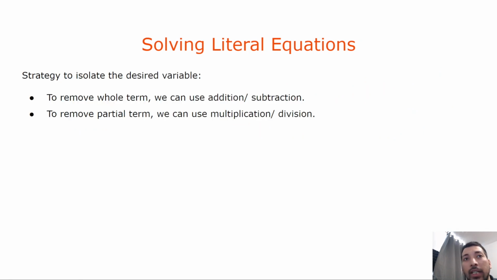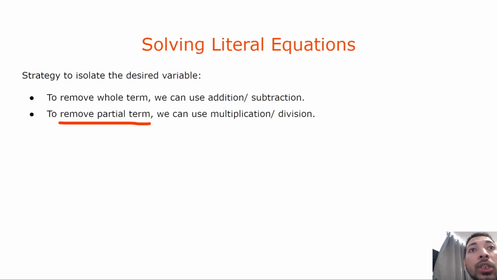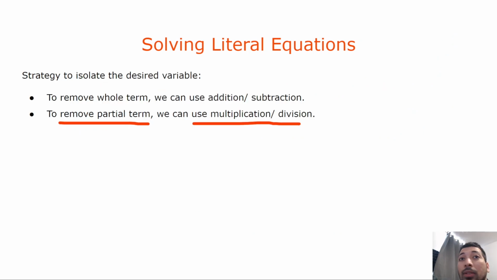So here is the quick strategy. If you want to remove any whole term, we can use subtraction or addition, just like we did over here. If you look back, we had to remove this whole term, so we had to use subtraction. And if you want to remove any partial term, we can use multiplication or division. Just like over here, we had to remove this 2 from 2L. This is the partial term, and we had to use division. So keep these two strategies in mind when solving problems like this.